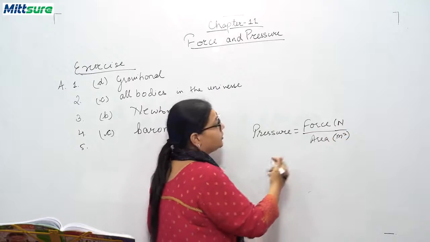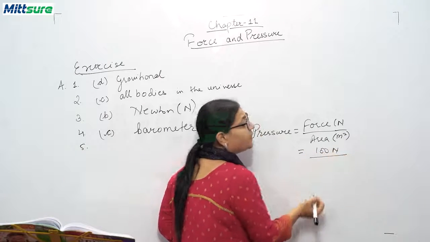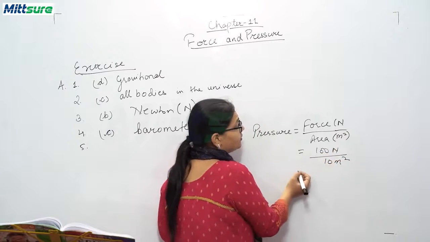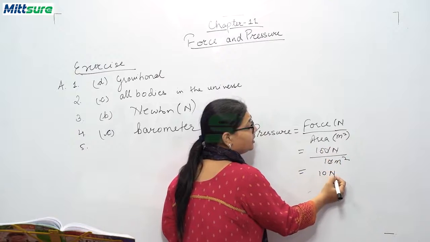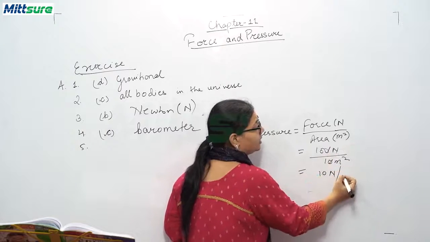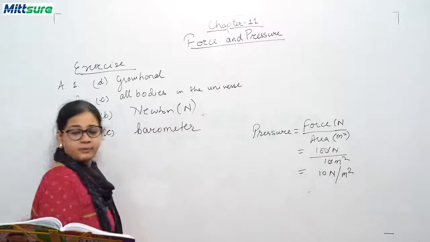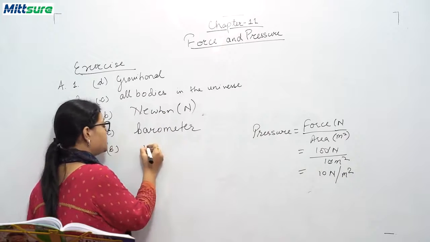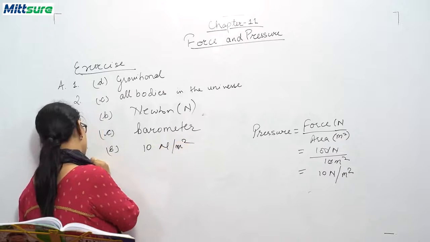Okay. Now the force is given as 100 Newton and the area is given as 10 meter square. So we will be cutting this 0 from this 0, then it will be 10 Newton per meter square. So the correct answer will be B, 10 Newton per meter square.